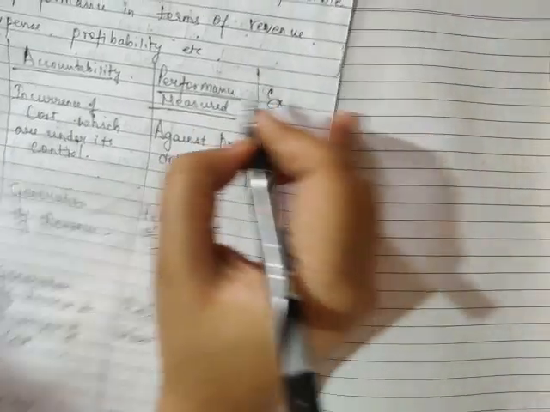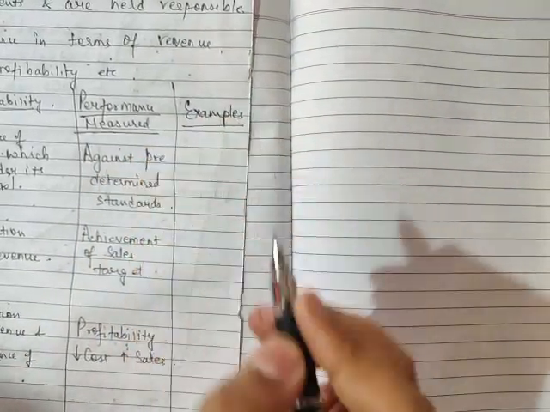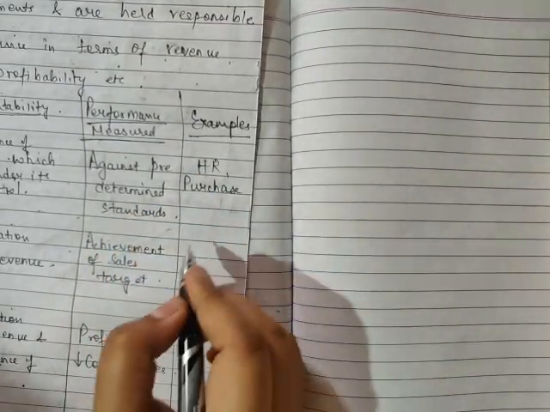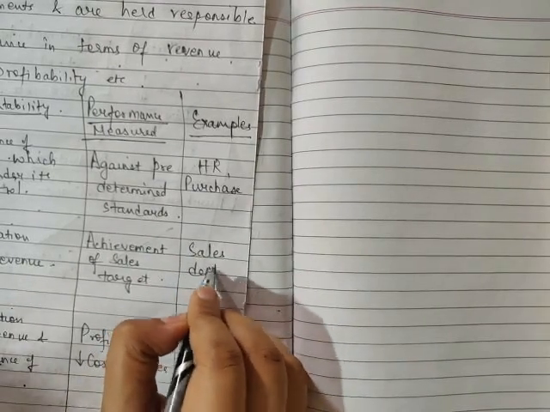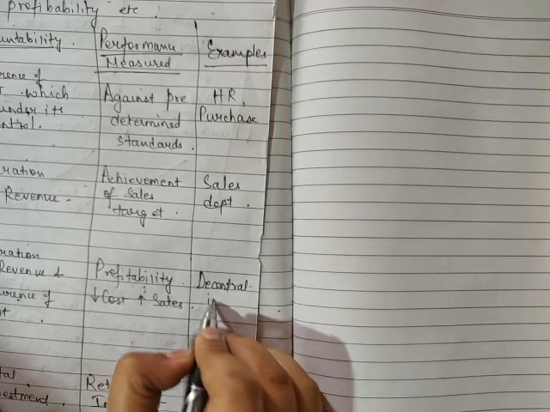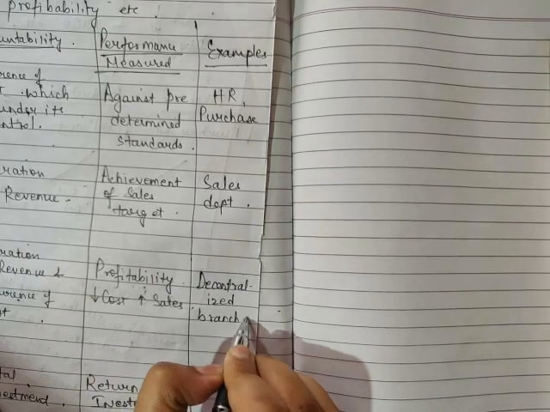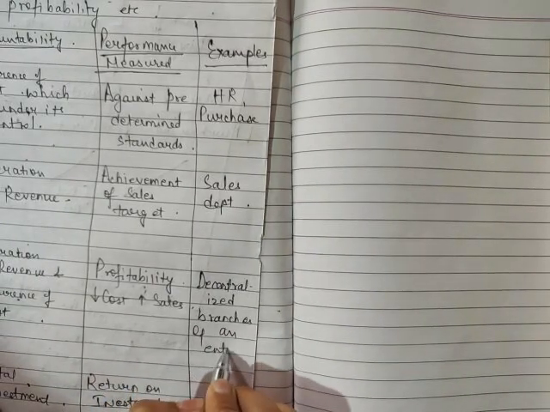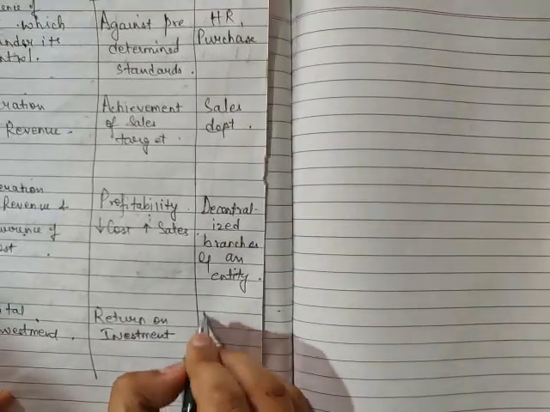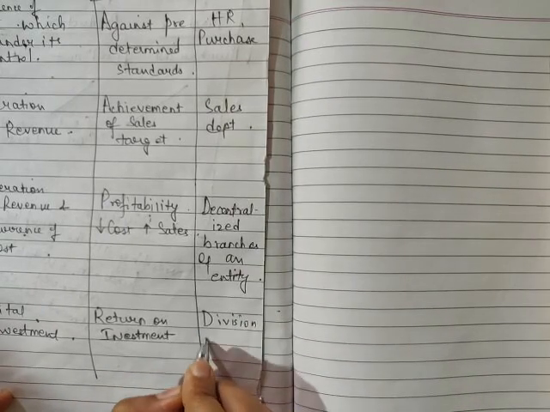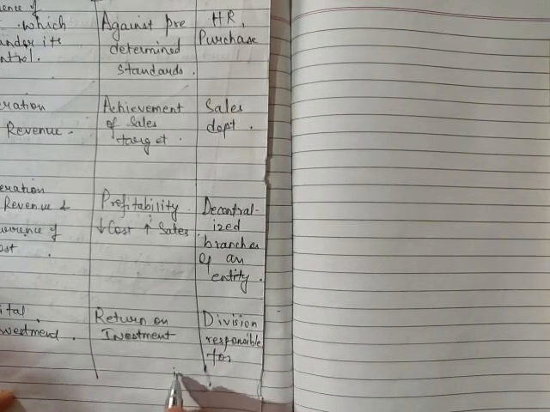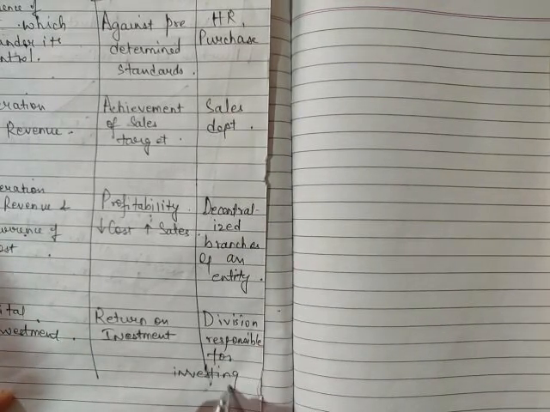The examples of these responsibility centers are: cost center, HR function, purchase function; revenue center, sales department; profit center, the decentralized branches of an entity; investment center, the division responsible for investing surplus funds.